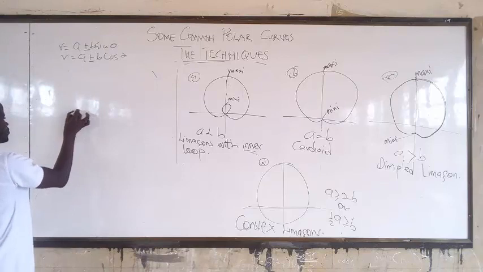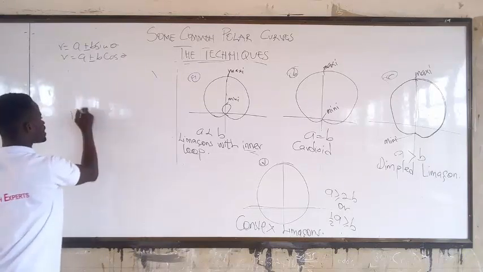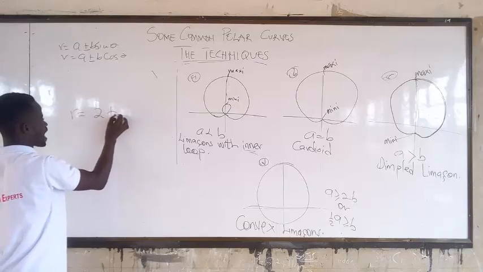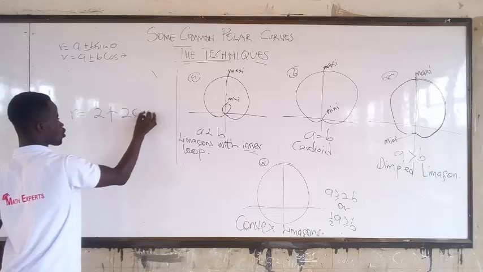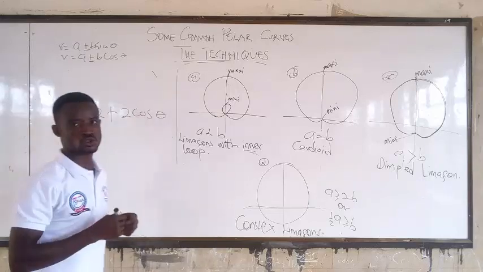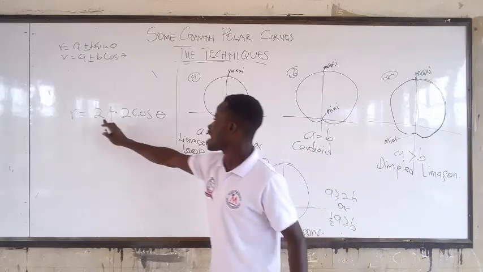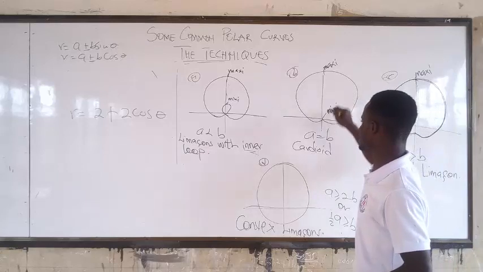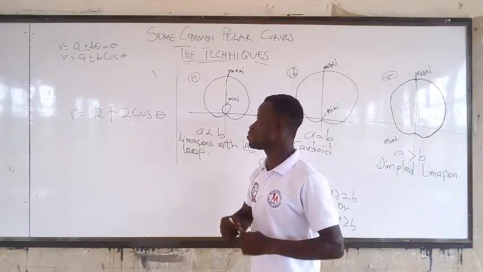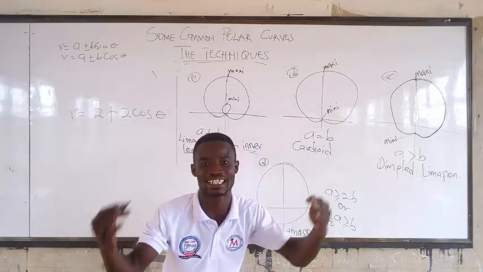So what would this be? Just tell me. So let's see. 2 plus 2 cos theta will be what? You can see that a is equal to b. So a is equal to b. That is a cardioid. And the minimum is 0. That is why it will be at the origin.